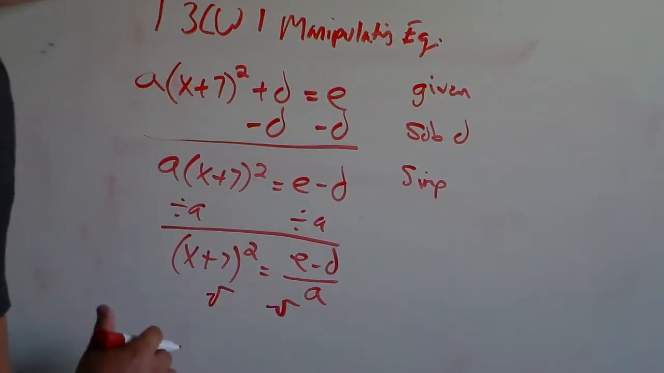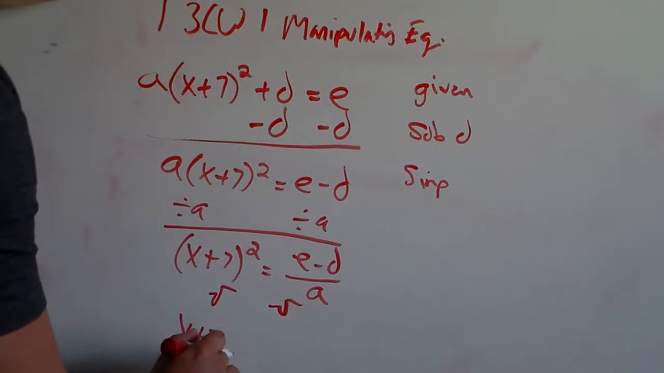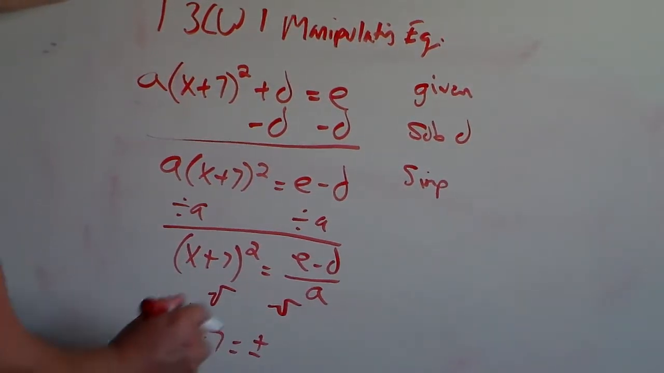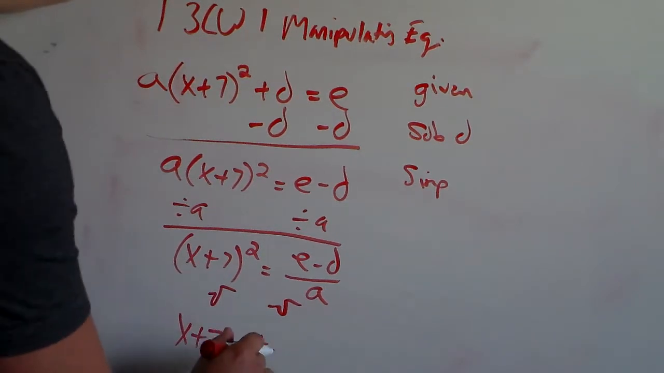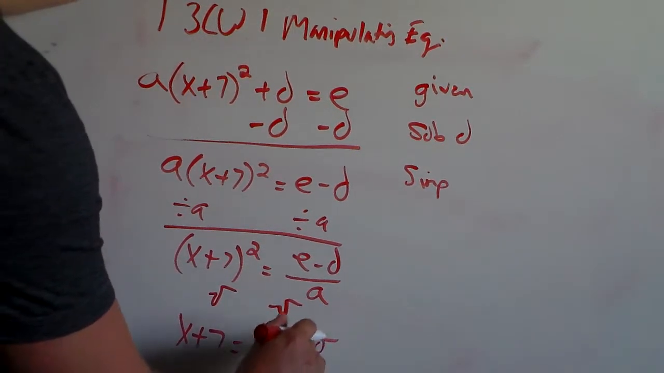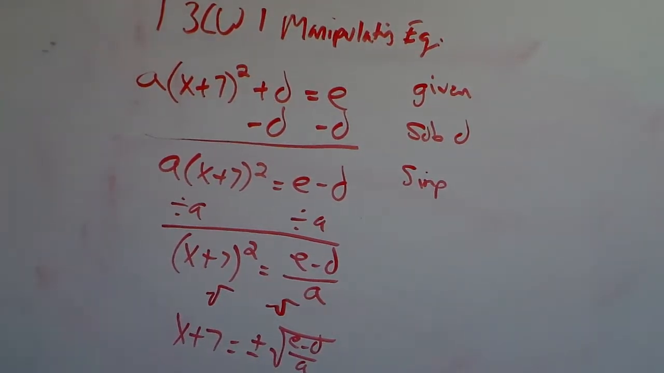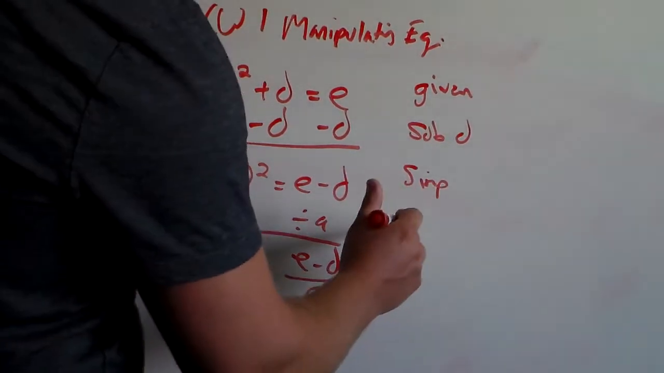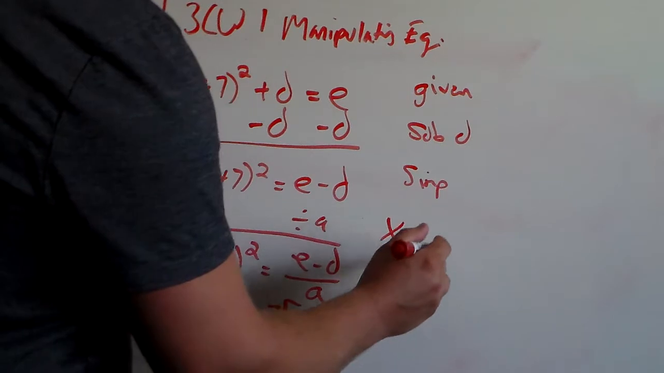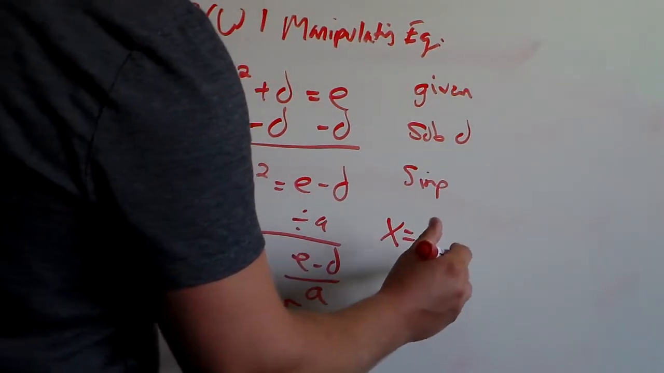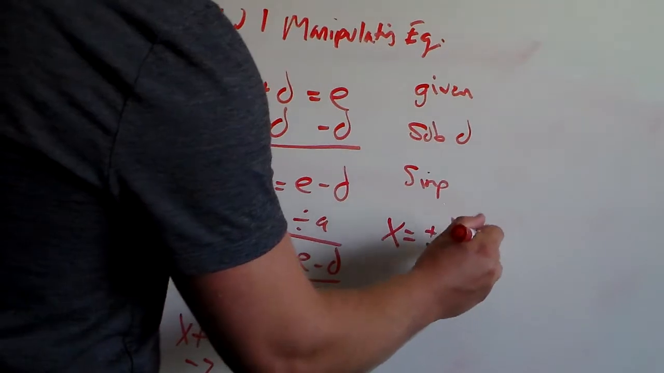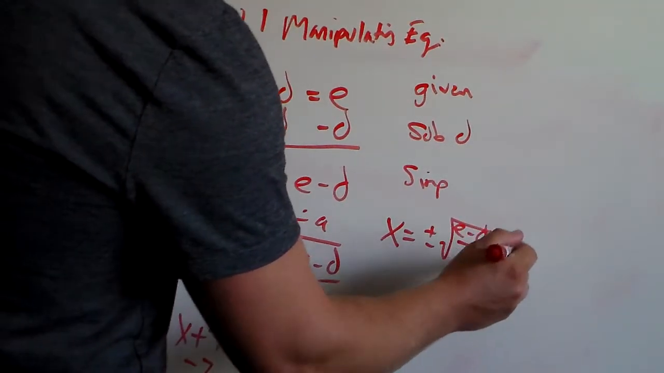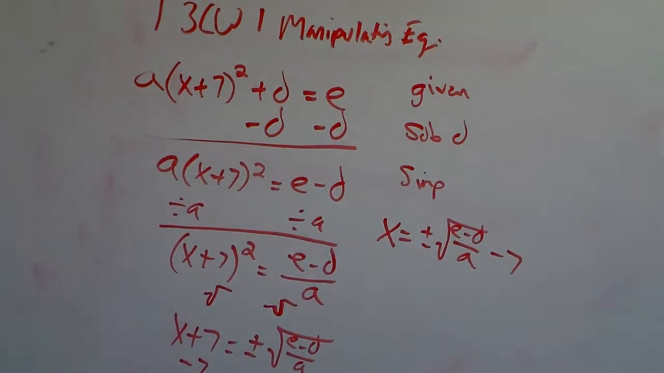So to get rid of that squared and move it to the other side, we have to do square root. So we do square root to both sides of the equation. You get x plus 7 equals plus minus, because with the square roots you have the plus and the minus, the square root of (e minus d) over a. And the last step is to subtract 7 to both sides. So I'll rewrite it up here. We get x equals plus minus the square root of (e minus d) over a, minus 7. And we successfully got x all by itself. We proved it by showing each one of our steps. So that's the answer to problem number 1.